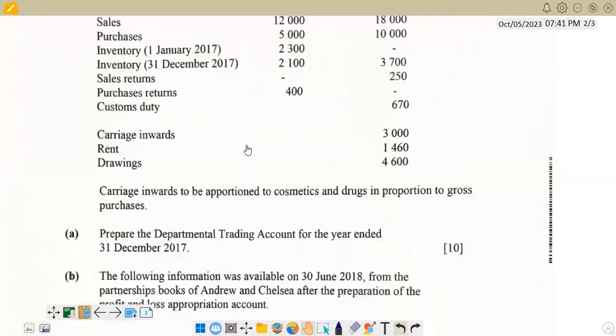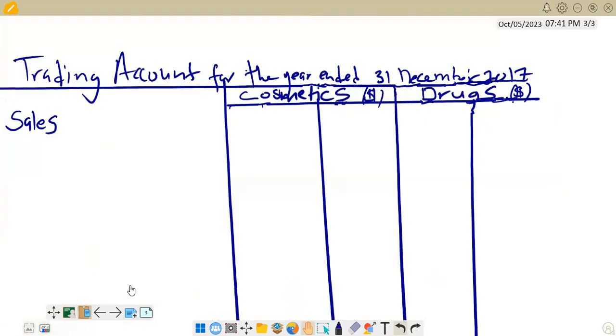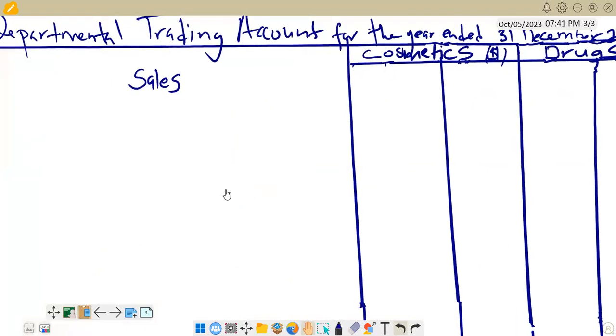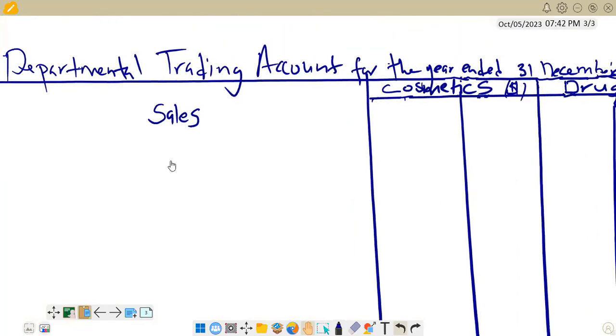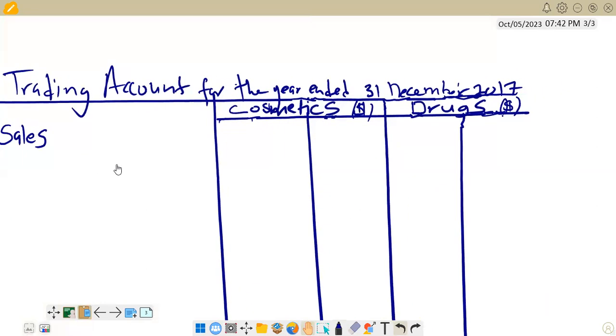On part A here, the question is saying prepare the departmental trading account for the year ended 31 December 2017. So we've got our trading account here. That's where we are going to enter our amounts. So this is our departmental trading account for the year ended 31 December 2017.